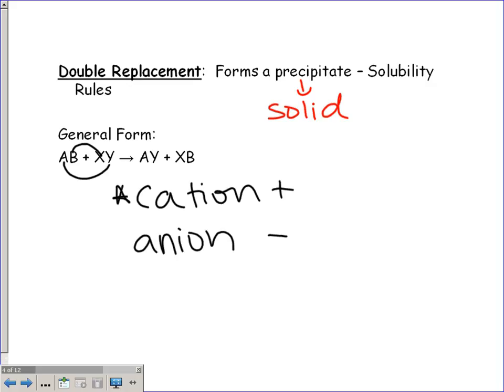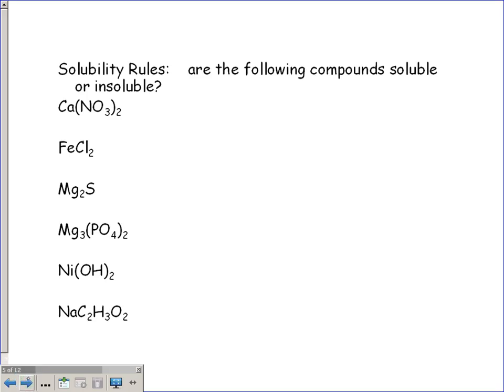And we use solubility rules, which are on page 6 of our reference tables, to determine whether or not a compound is a solid or a non-solid. So let's practice using those solubility rules before we actually look at writing a chemical equation for a double replacement reaction. So if I look on page 6, I have two columns, soluble versus insoluble. Soluble means that it dissolves. So soluble means that it stays as a liquid. Insoluble means that it reacts and forms a precipitate. So we want one of our two products to be in that insoluble column.